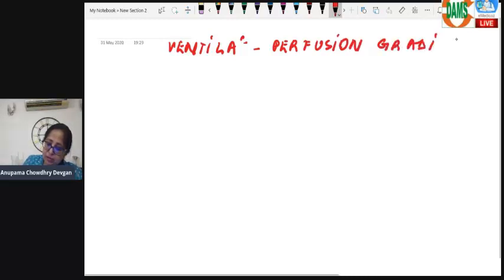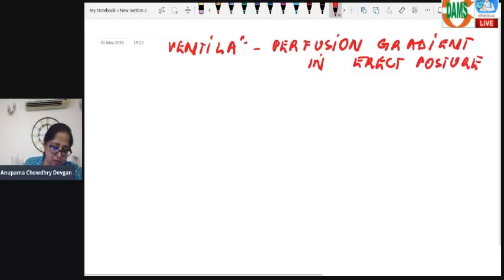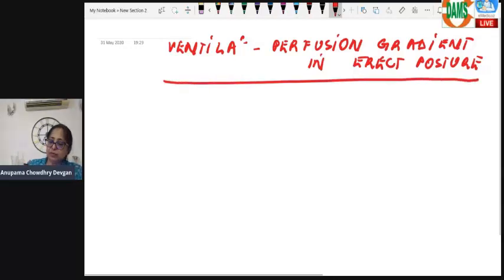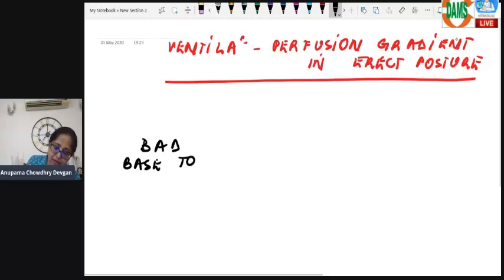What is the ventilation perfusion gradient in the erect posture? Please remember, in the standing position, ventilation and perfusion are not uniform throughout the lungs. And this is because of the effect of gravity. They are not going to be uniform throughout the lungs. Now, to remember this, from base to apex, there is a decrease in.